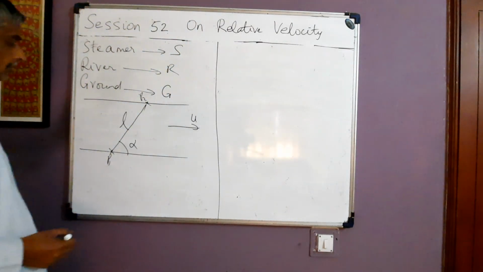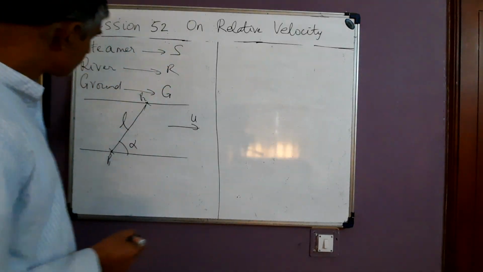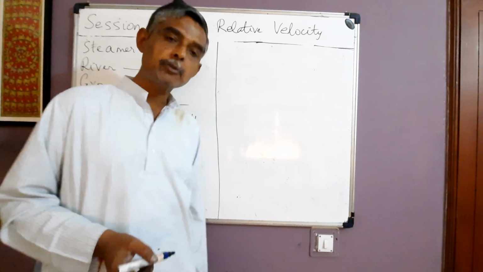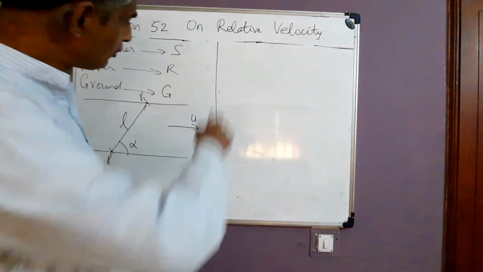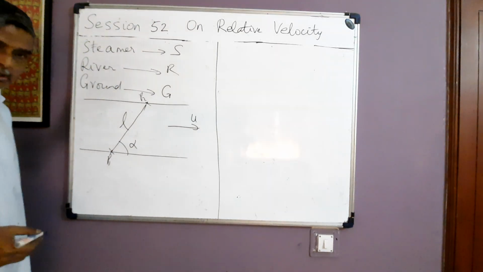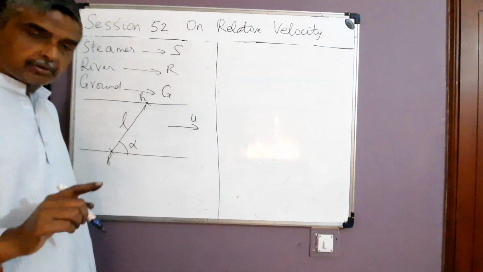Alright. The total time for the complete journey is T. Now we have to find the constant value of the speed of the steamer with respect to the river, assuming it to be constant for both up and down journey. So now the question is from where to start the problem. That is the main issue.